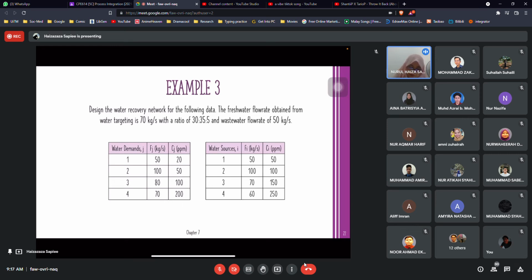It has given your fresh water flow rate, which is 70 kg per second, with a ratio of 30, 35 and 5, and the wastewater flow rate, how much water needs to be cleaned, which is 50 kg per second. It also tells you the demand's flow rate and concentration, and likewise the source's flow rate and concentration. So the first thing is we have to complete the data. So what is missing here? For heat, we have delta H equals CP delta T. So here, what is it that we don't have?